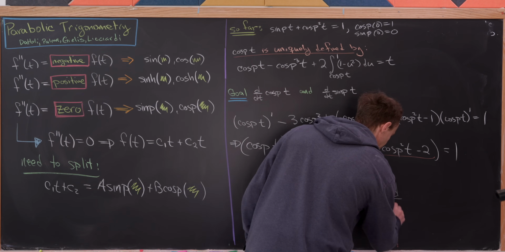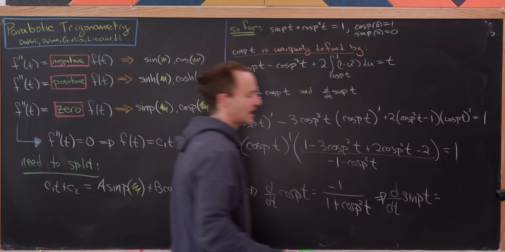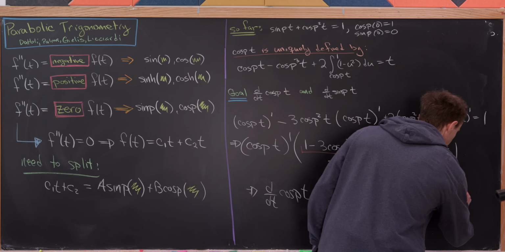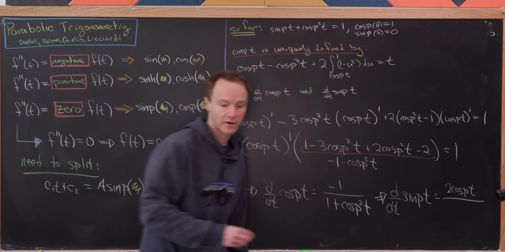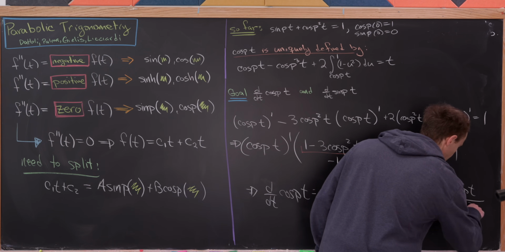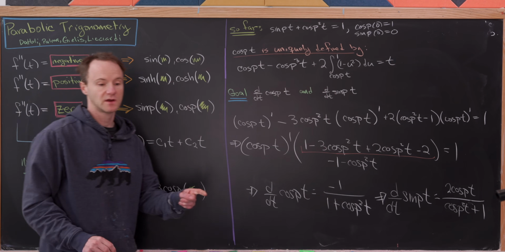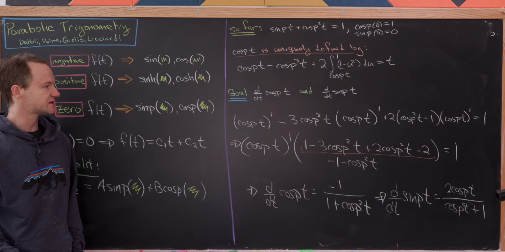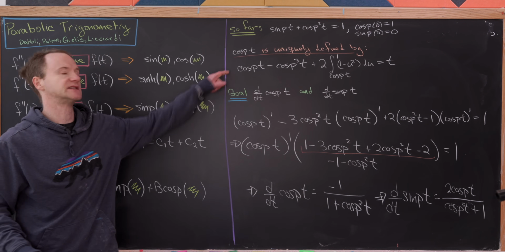But what we'll end up with is the derivative of the parabolic sine is 2 times the parabolic cosine over the parabolic cosine squared plus 1. Okay, so we've come up with the derivatives. Now let's see what else we can get out of this equation.